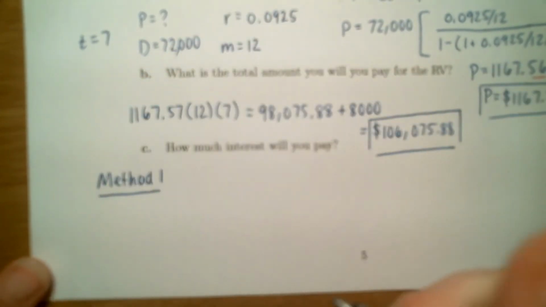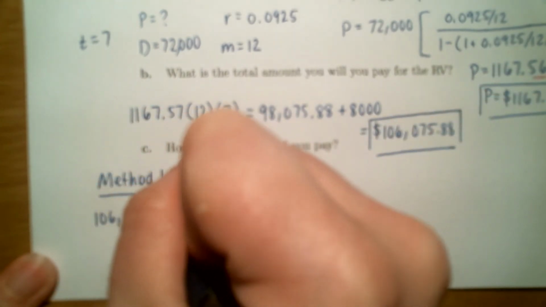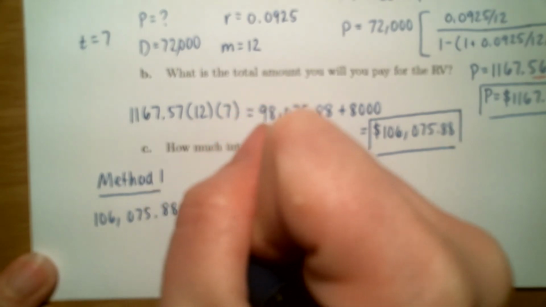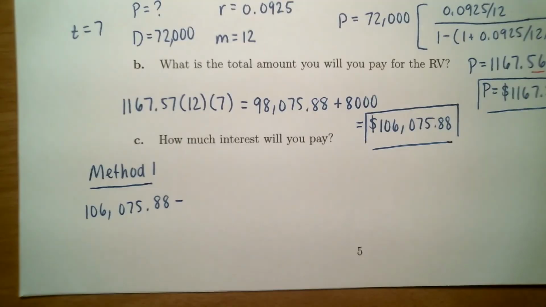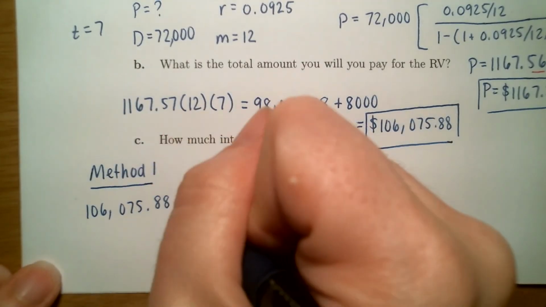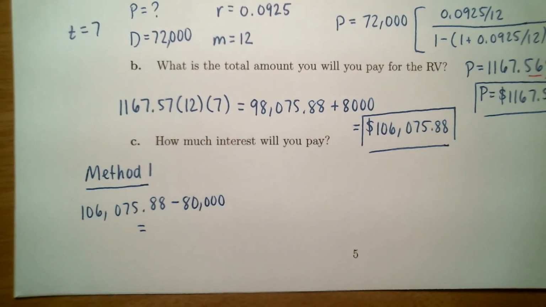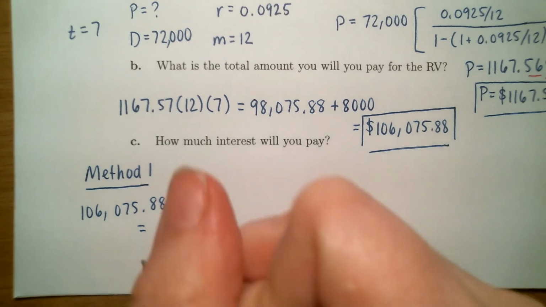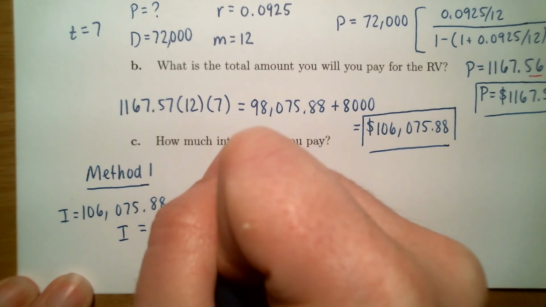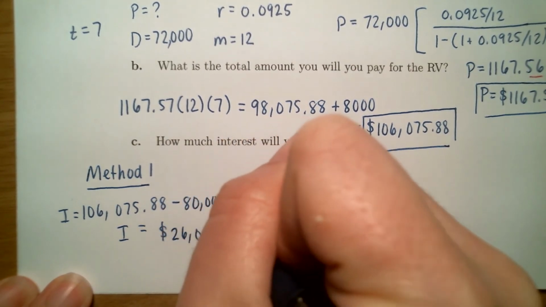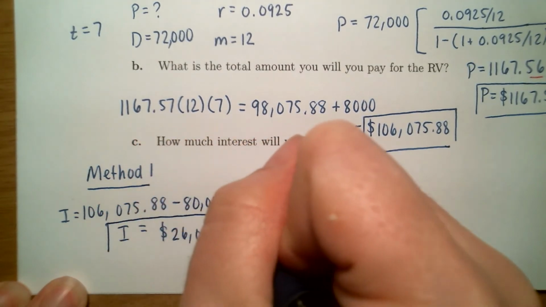We're going to take the total we paid, $106,075.88, and we're going to subtract out the original price of the RV, which was $80,000. If you pop that into a calculator, you get the interest is $26,075.88. That's how much interest you paid for this RV. That's a lot.